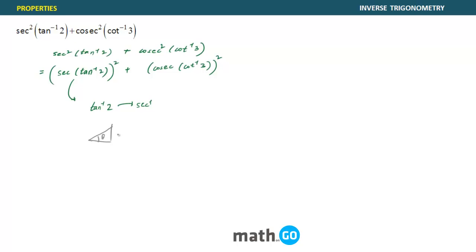So if this is theta, then this is 2 and this is 1, because we know that we have assumed that tan inverse 2 is equal to theta. What will be this value? This value will be root 5. You want secant inverse. So what is secant inverse?